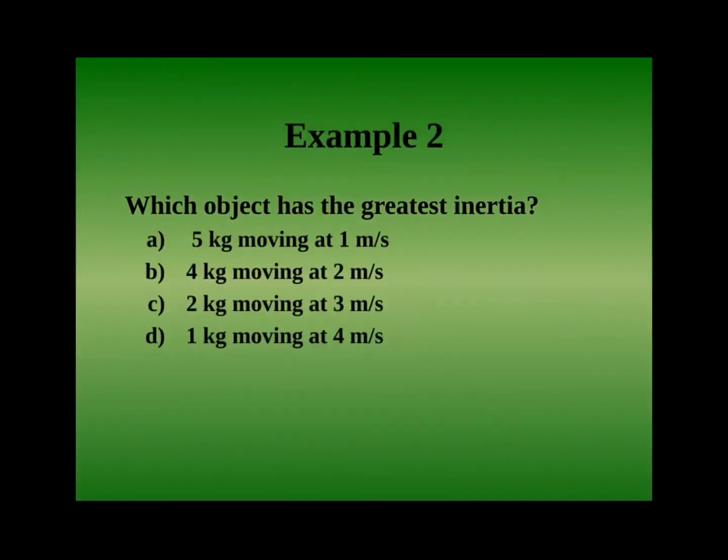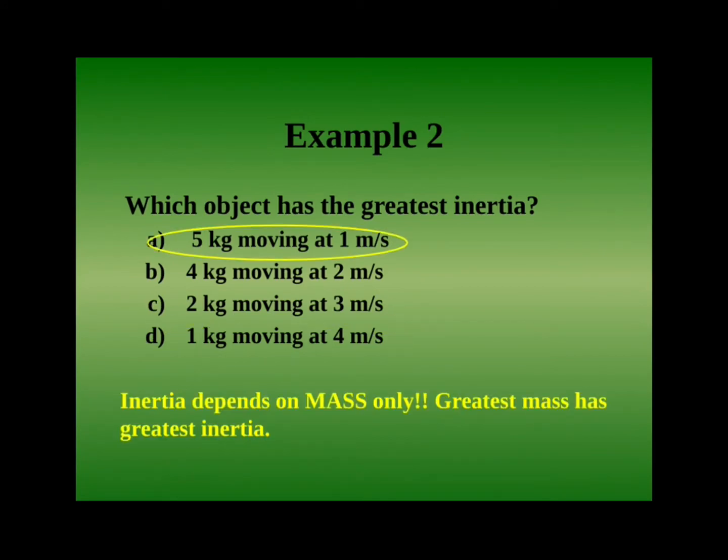Let's take a look at an example that has some numbers. We have these four objects with different masses and different velocities. Which one is going to have the greatest inertia? The answer is going to be 5 kilograms, A. It has the greatest mass, greatest inertia. It doesn't matter how fast it's going. Inertia only depends on mass. This is where it's a little bit different from maybe how some people use inertia in everyday language.